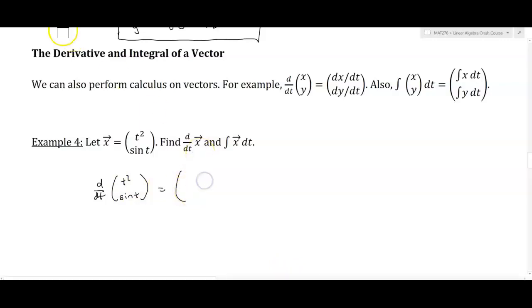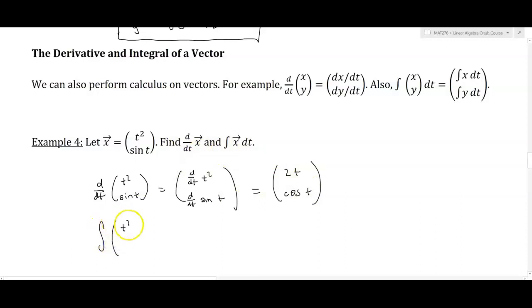The derivative of t squared, which we know is 2t, and then down here we'll have the derivative of sine of t, which we know is cosine of t. So we'll have the vector 2t, cosine t. Simple as that.